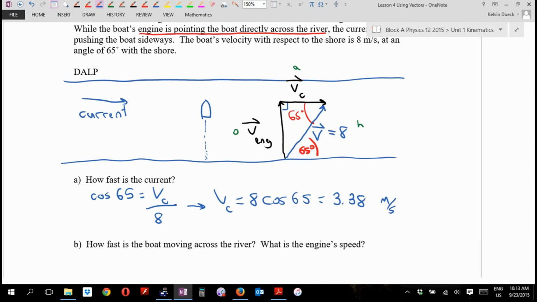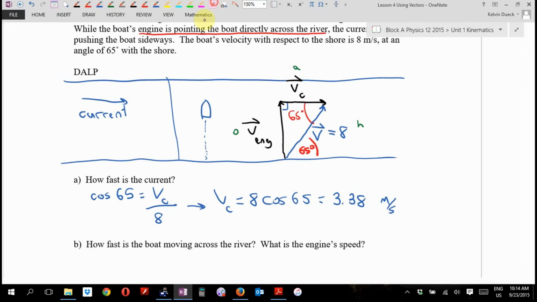Jake, what's B asking me to find? In my little picture, which of the V's do you think we're trying to find now? I think so, because I already know the other one's 8. That would be boring. And across the river, it seems to me, suggests that way. So which vector lines up with that way? Say it again loud and proud.